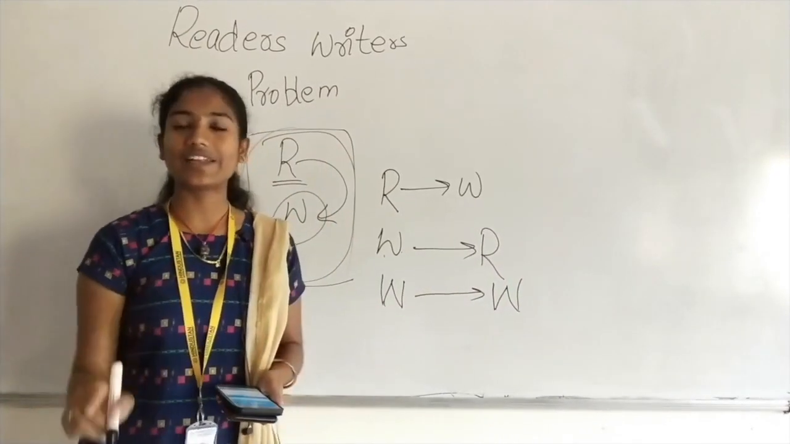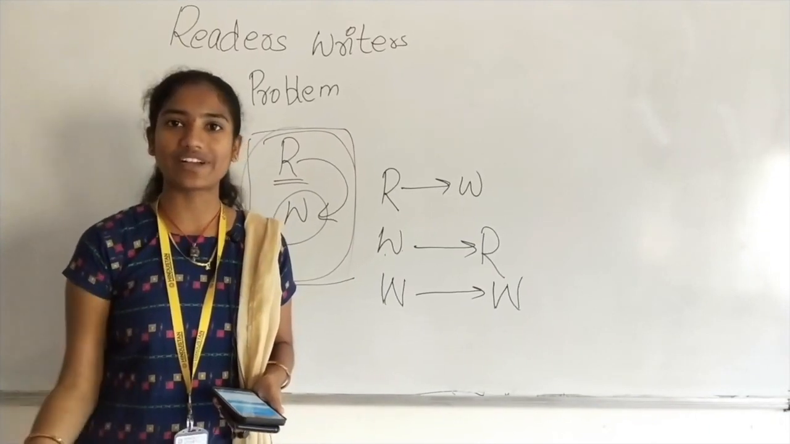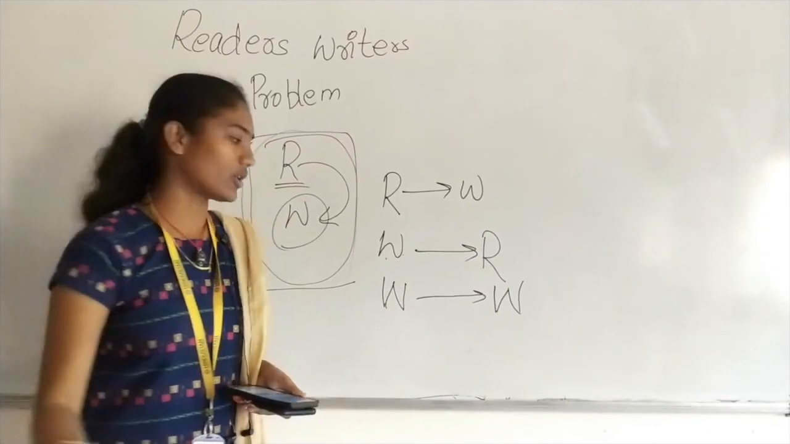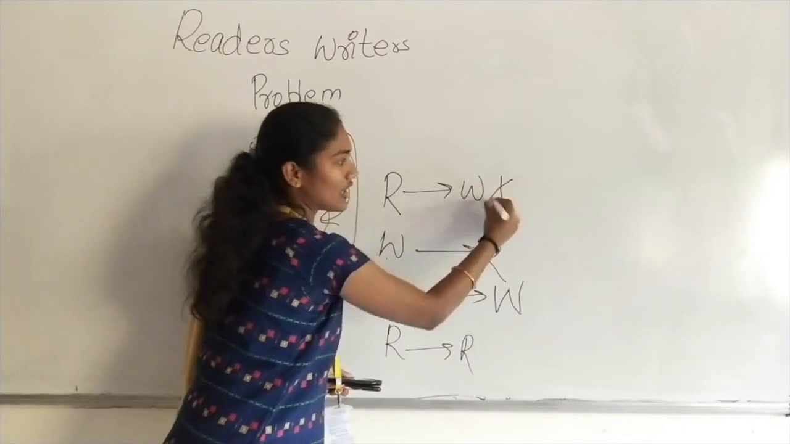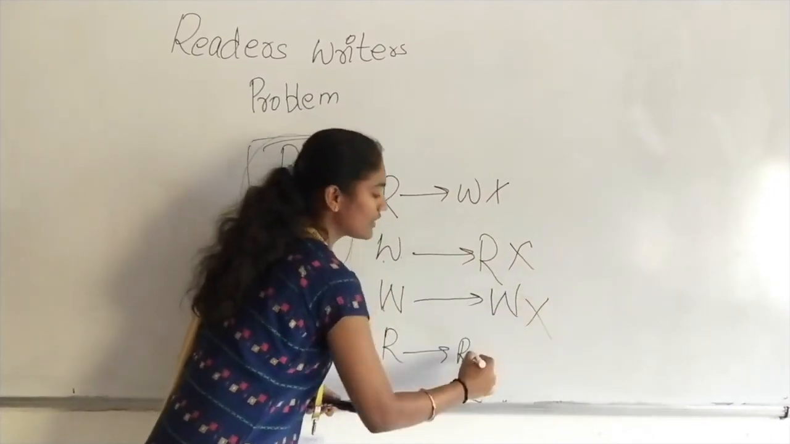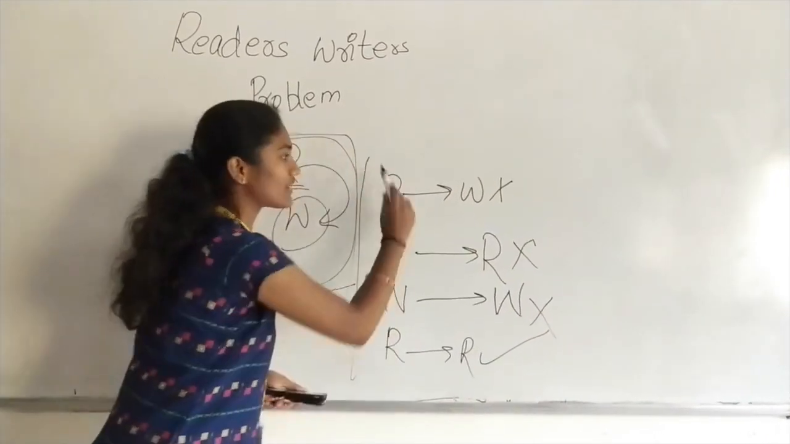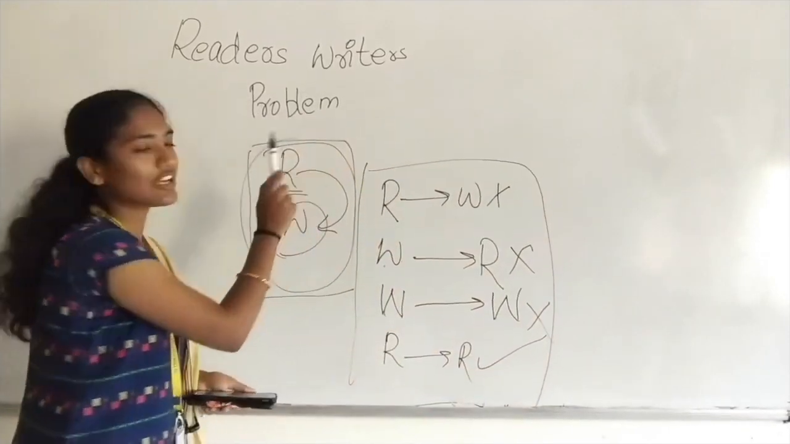But if a reader is reading the book, any number of readers can come and read the book. It means this is not allowed, this is not allowed, this is not allowed, this is allowed. These four situations we are going to see in the reader-writer problem.